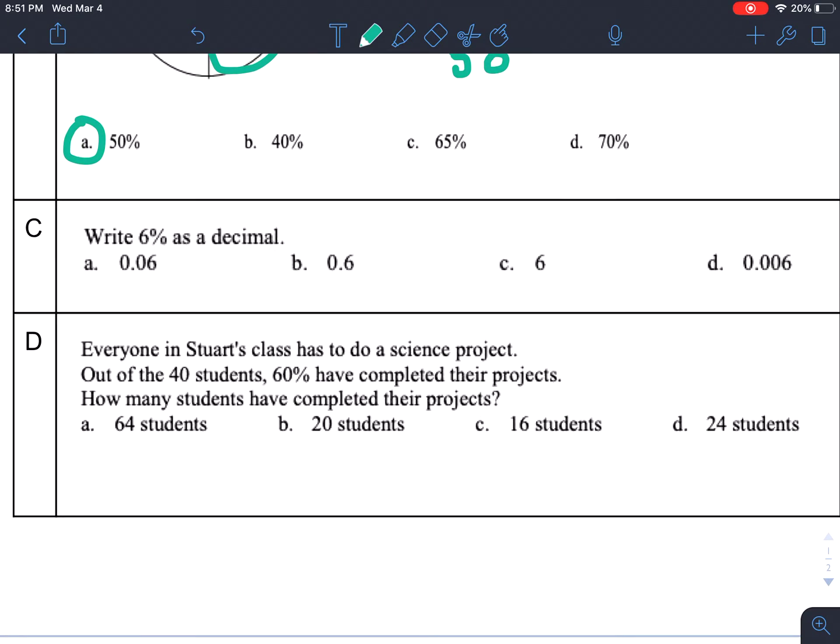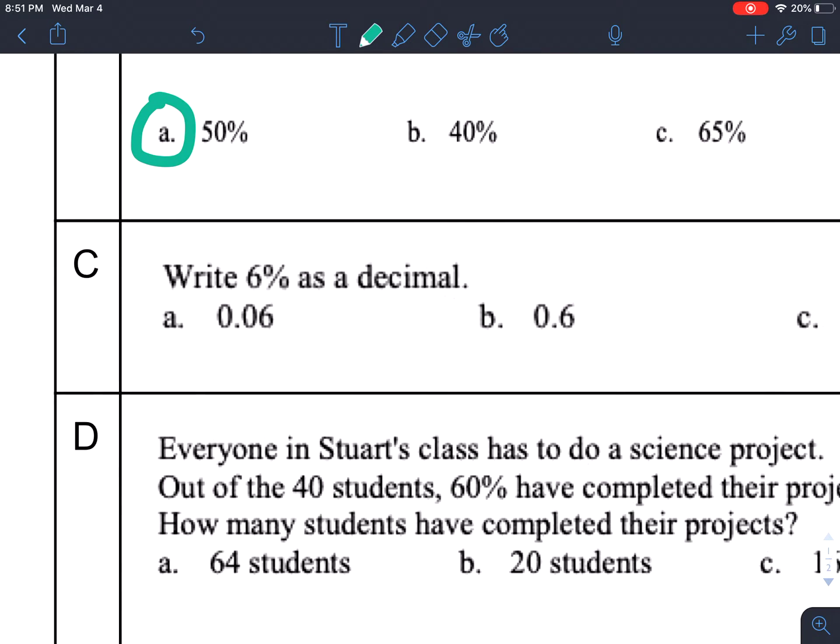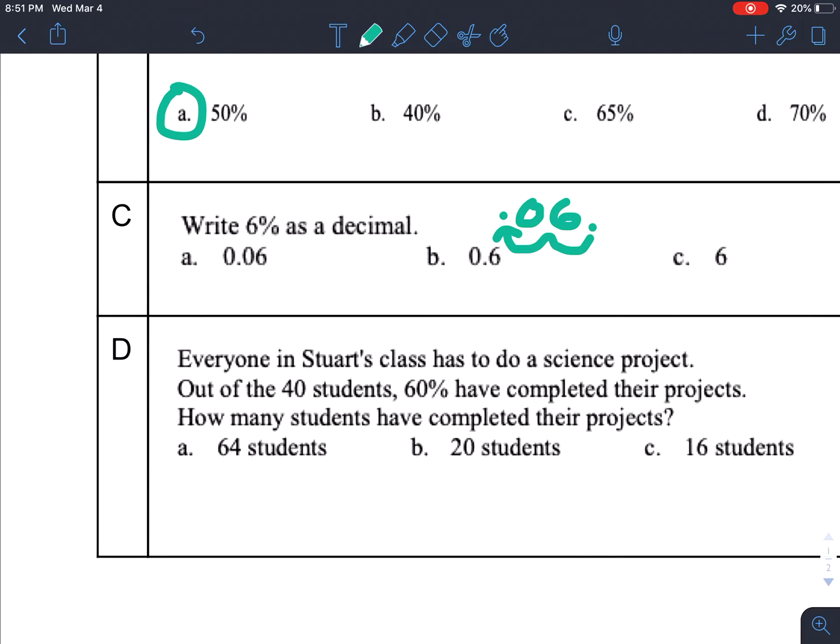All right, write 6% as a decimal. To go from a percentage to a decimal, it's kind of like scientific notation. You take the decimal point and you move it 2 spots to the left. So it's going to be 0.06, which is A again.